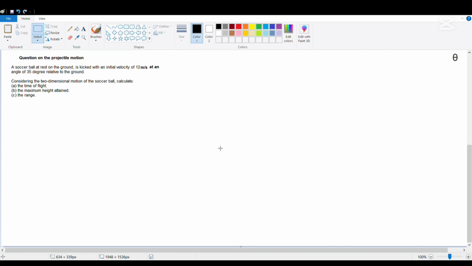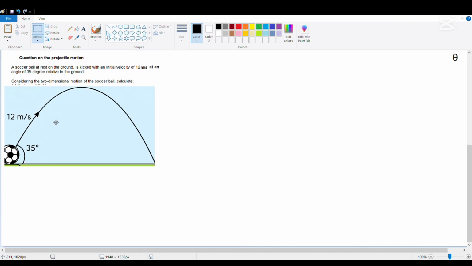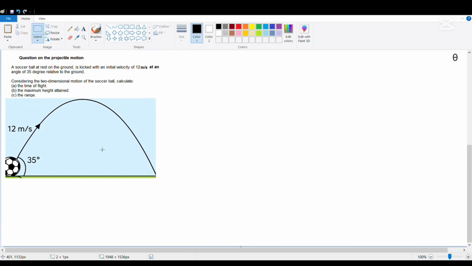In this question, we're talking about a soccer ball at rest on the ground, and they're asking for the time of flight, maximum height, and the range. If I draw this diagram you can understand it better: the ball is at rest on the ground and then is projected in this way, and this angle is 35 degrees.